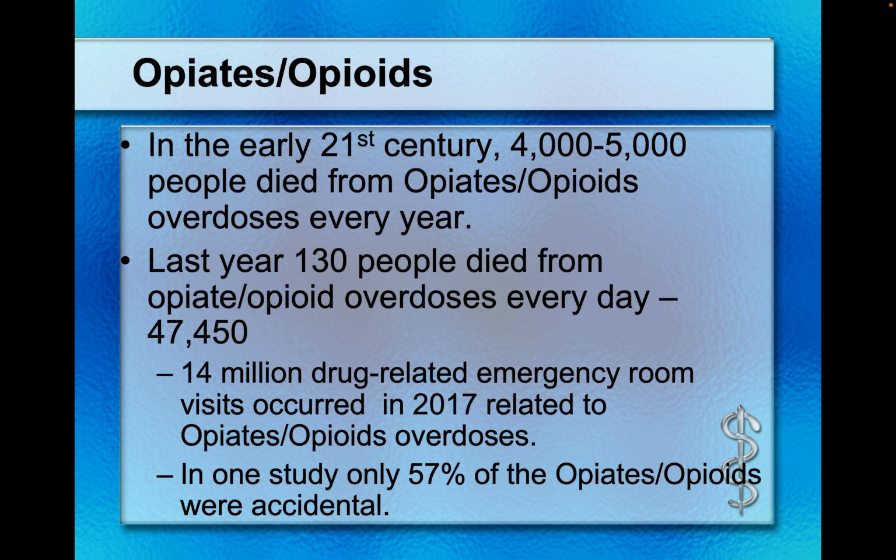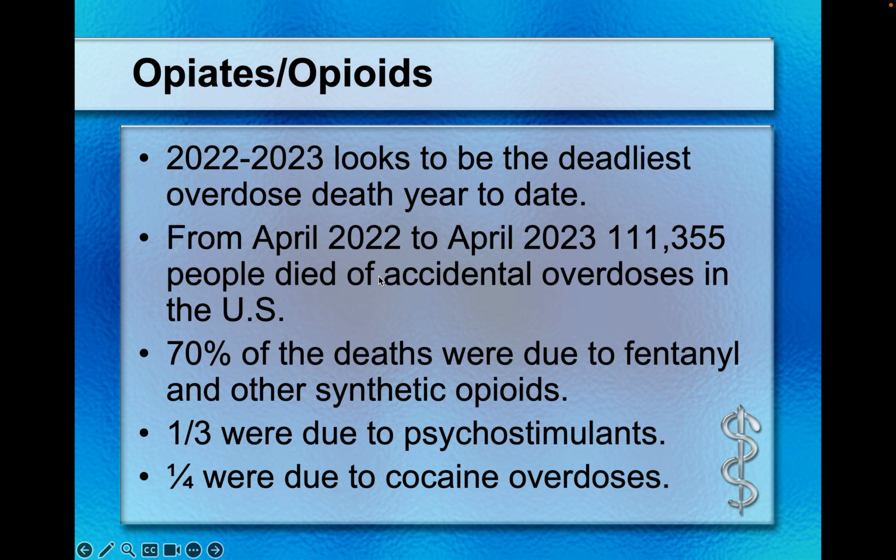New statistics came out from April of 2022 to April of 2023. 111,355 people died from overdoses. 70% of those were fentanyl opioid. That's 70,000. We're going to talk about that in just a minute. So, yeah, that's last year. I guess I wrote this a couple years ago. 2022-2023 looks to be the deadliest overdose death year to date, from April 2022 to April 2023. There you go. That's what I was talking about.